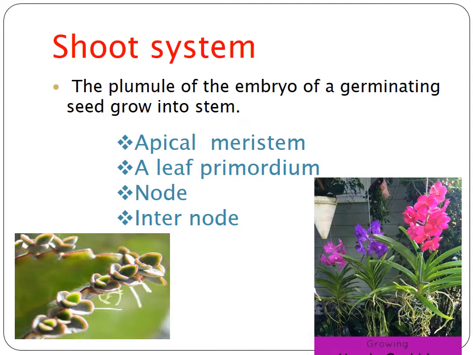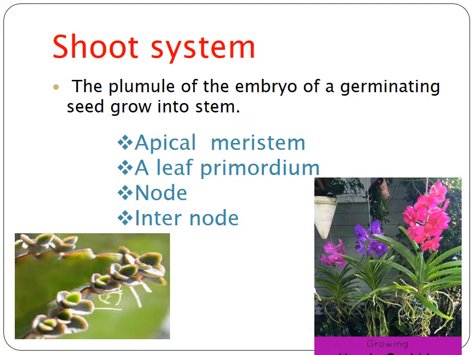The plumule of the embryo of a germinating seed grows into the stem. During germination, the shoot system and root system develop. At that time we can identify this is the root system, this is the shoot system. Likewise, the shoot system has four parts. One is the apical meristem. Second is the leaf primordium. Third is the node and fourth is the internode. These are the important words.